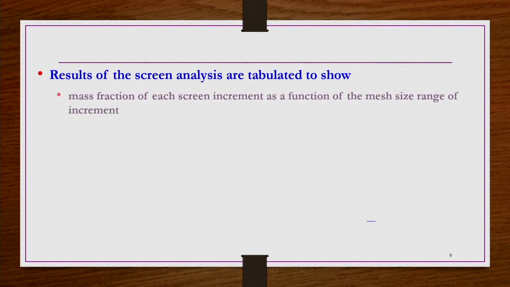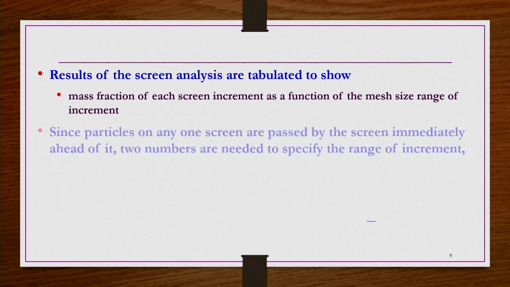The results of the screen analysis are tabulated to show the mass fraction of each screen increment as a function of mesh size range of increment. So, let us say mesh size increment 10 mesh, what is the mass fraction you got? You can tabulate. Then next row, you can have 14 mesh, what is the mass fraction? Likewise 16 mesh, what is the mass fraction? Likewise in increment order, you can include 100 mesh, what is the fraction of material that you retain, that you have to tabulate.